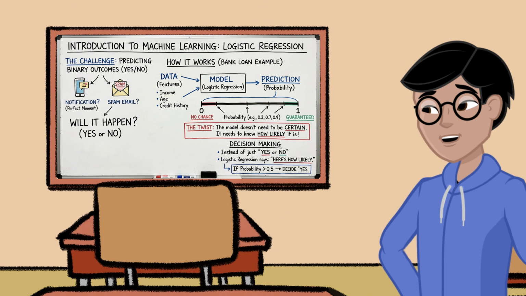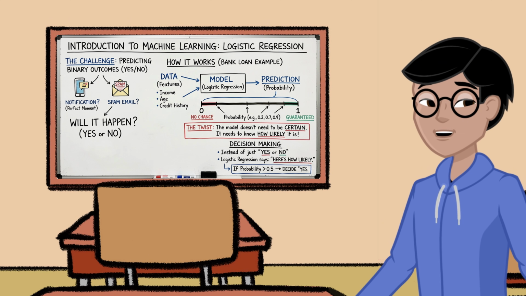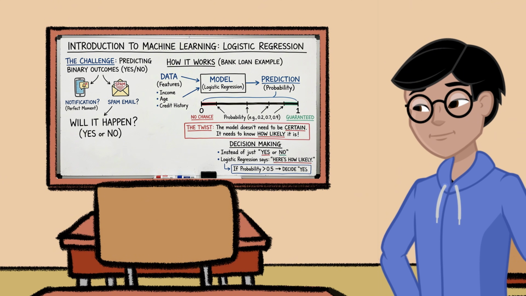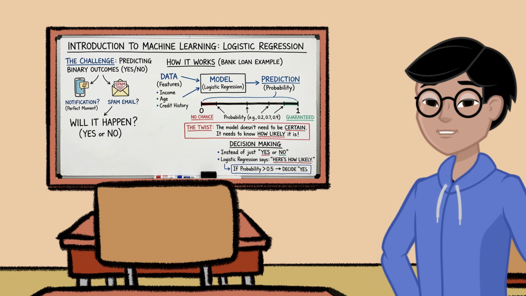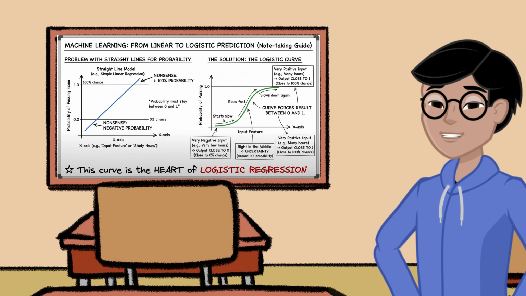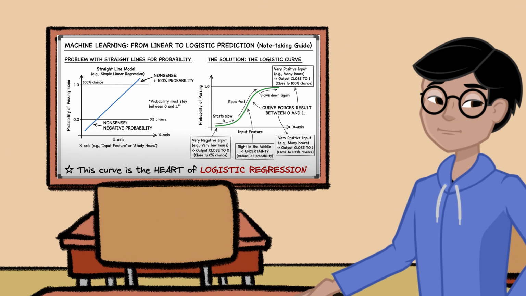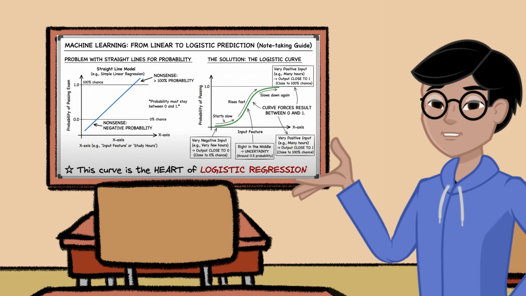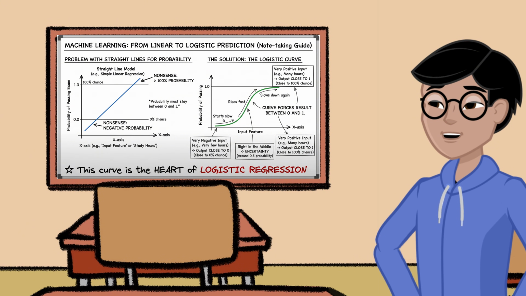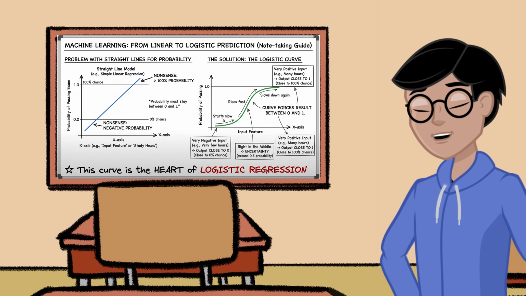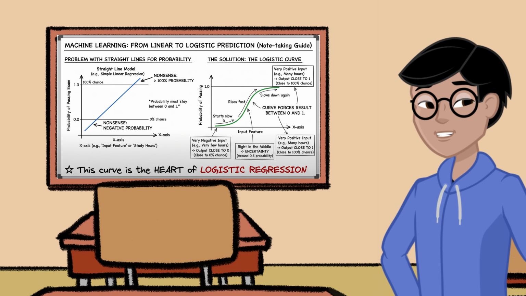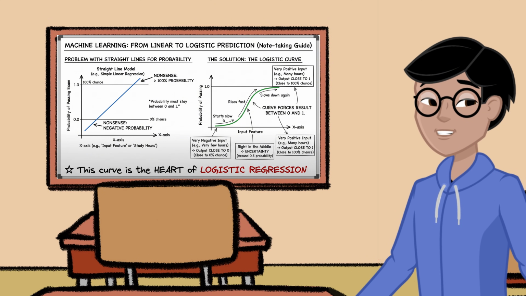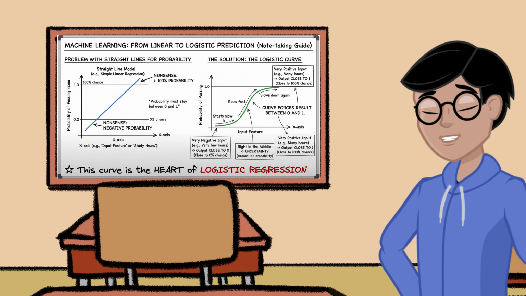Logistic regression doesn't say yes or no. It says, here's how likely. And that is the beginning of real decision making. Let's start simple. You might think, just draw a line. That's what basic prediction models do. But here's the problem. If you use a straight line for probability, you get nonsense. Like this. More than 100% chance. Or even negative probability. That makes no sense. Probability must stay between 0 and 1. So the straight line has to go.